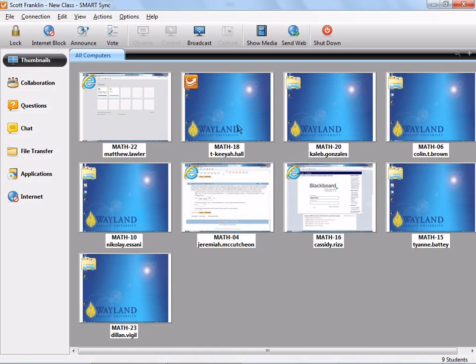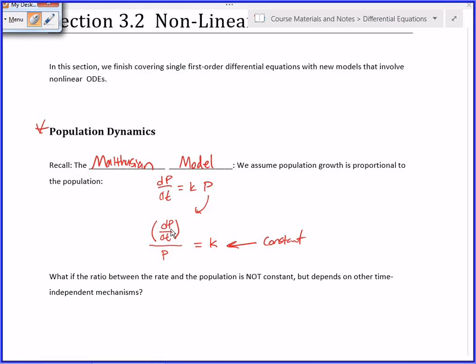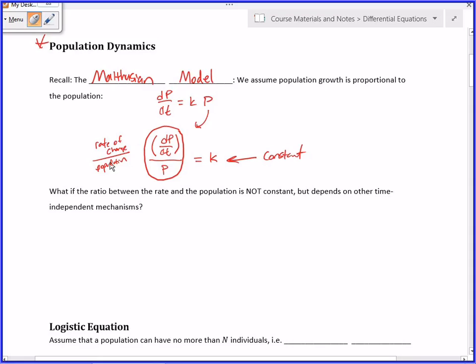There we go. So really what I'm talking about here is let's think of this ratio: the rate of change to the population. The Malthusian model says that ratio is constant. So as the population increases, the rate of change of the population has to also increase to maintain that constant. So what if the ratio between the rate and the population is not constant?